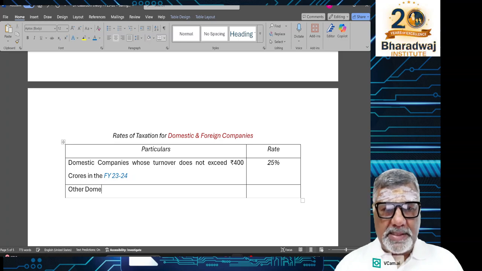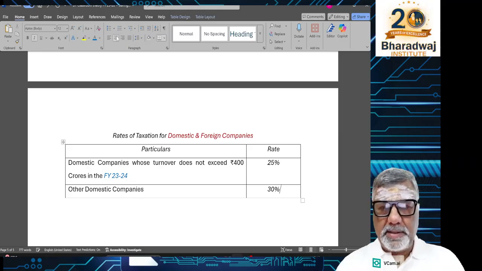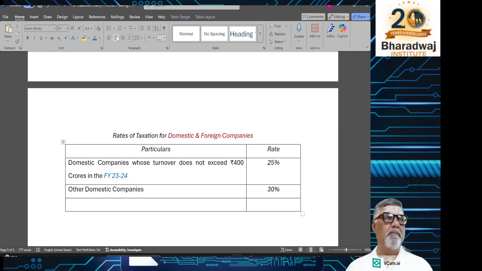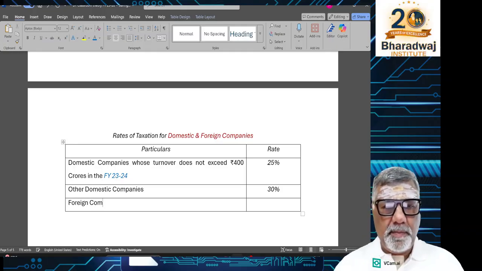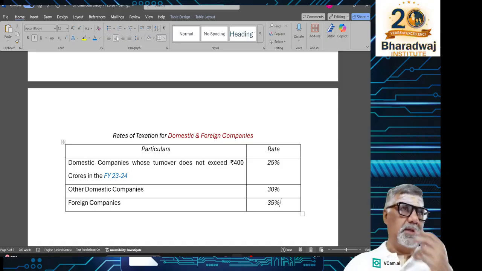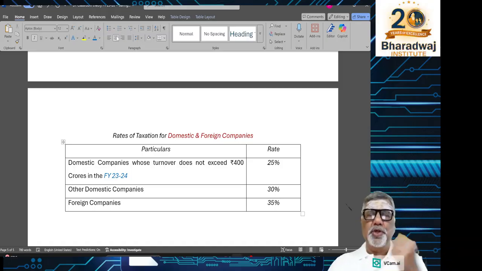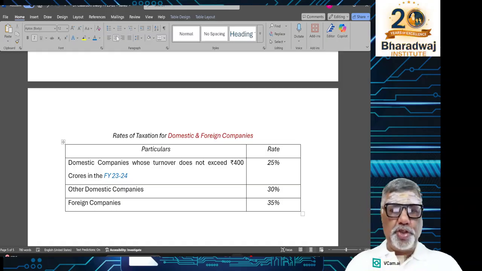Other domestic companies, the rate is 30%. Foreign company, the rate is 35%. This was amended last year. So if you are referring to an old scanner, you will find the rate as 40%. From the financial year 24-25 itself, not your amendment, the preceding amendment itself, it is changed to 35%.